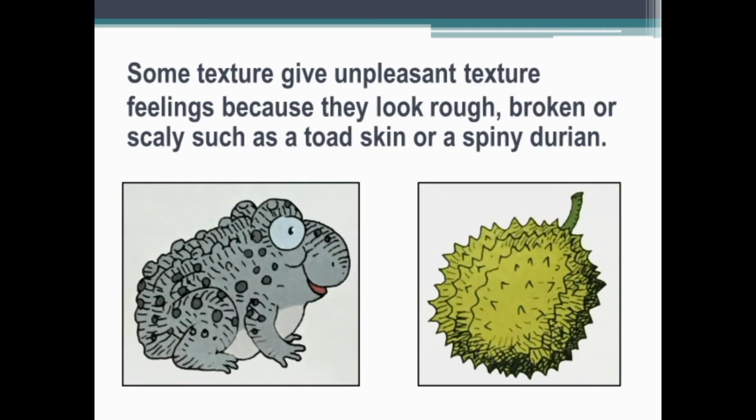Second is unpleasant texture. Some textures give unpleasant feelings because they look rough, broken, or scaly, such as toad skin or a spiny durian that you can see on your screen. There are a lot of things in our environment that give a pleasant or unpleasant impression. Try to observe those things that surround you.